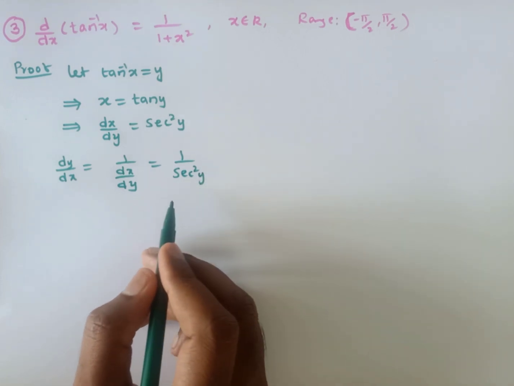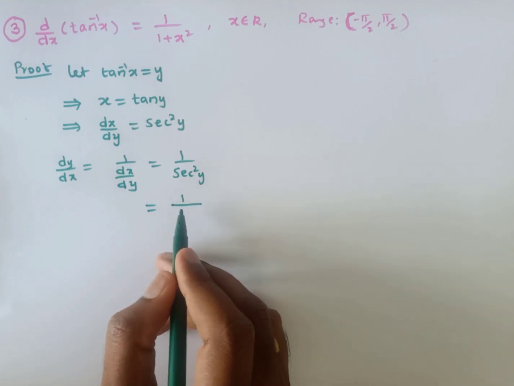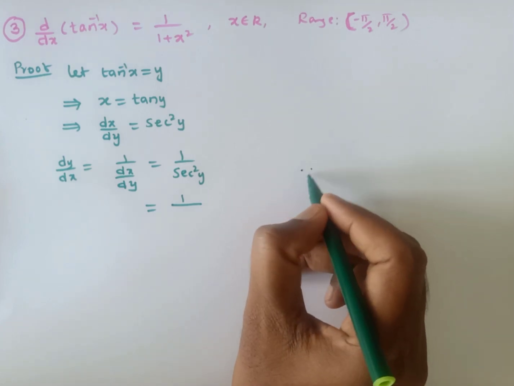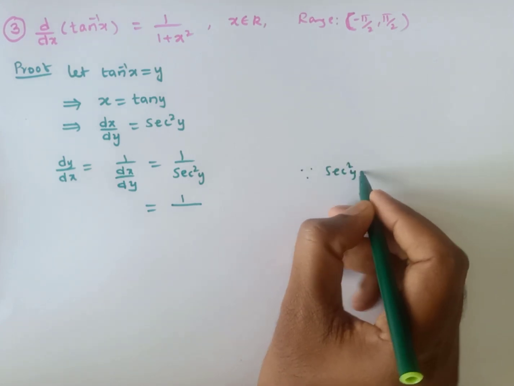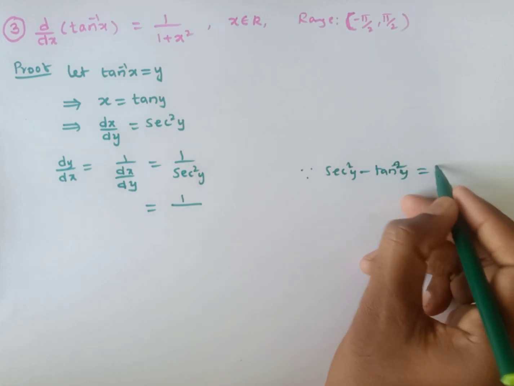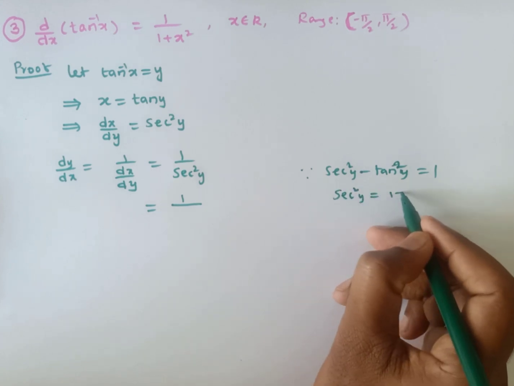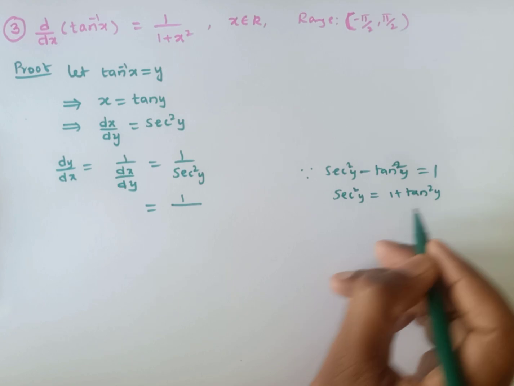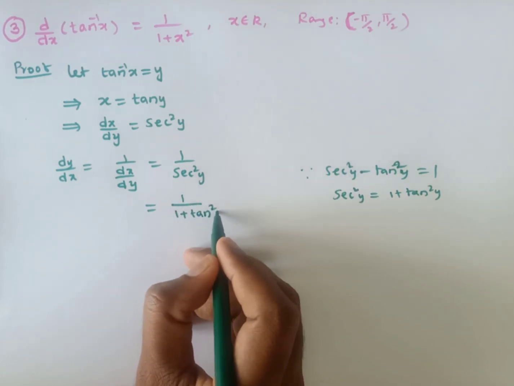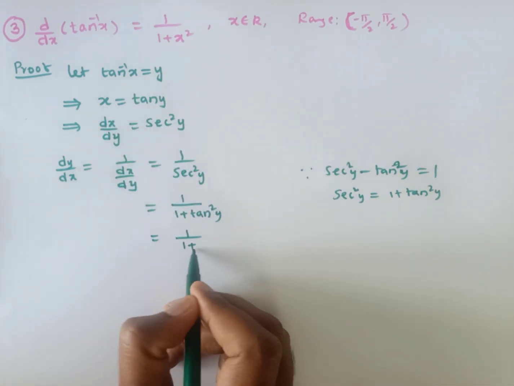Now secant square y can be written using the relation between secant and tan, that is secant square theta minus tan square theta equals 1. Since we know that secant square theta minus tan square theta is equal to 1, this is an identity. So secant square y is equal to 1 plus tan square y. So what is tan y? It is x. So here it is 1 by 1 plus x square.